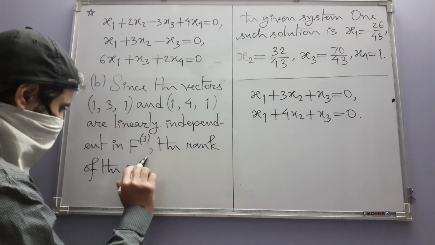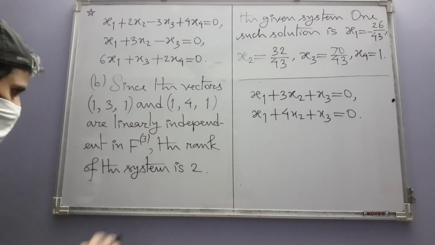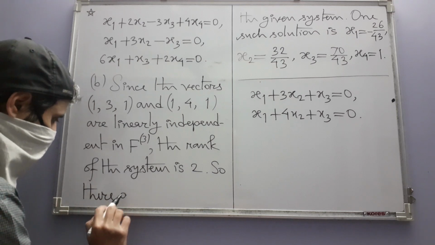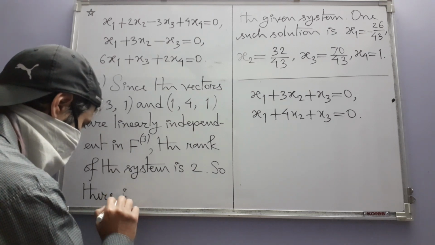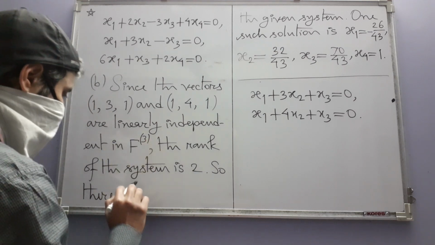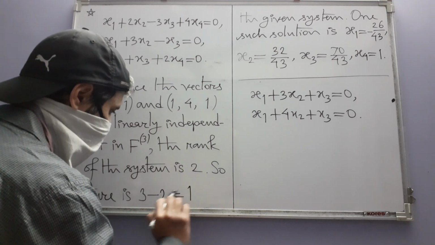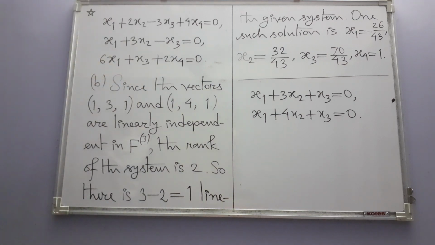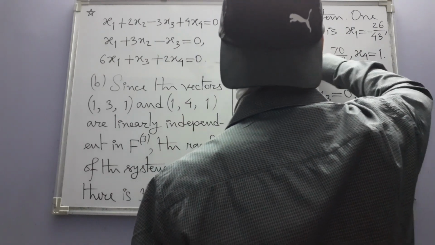the rank of the system is 2. So there we cannot write R, because here also we are going to get only one vector. So there is the total dimension of the space minus this rank, equal to 1, linearly independent vector that will be there in the solution space.